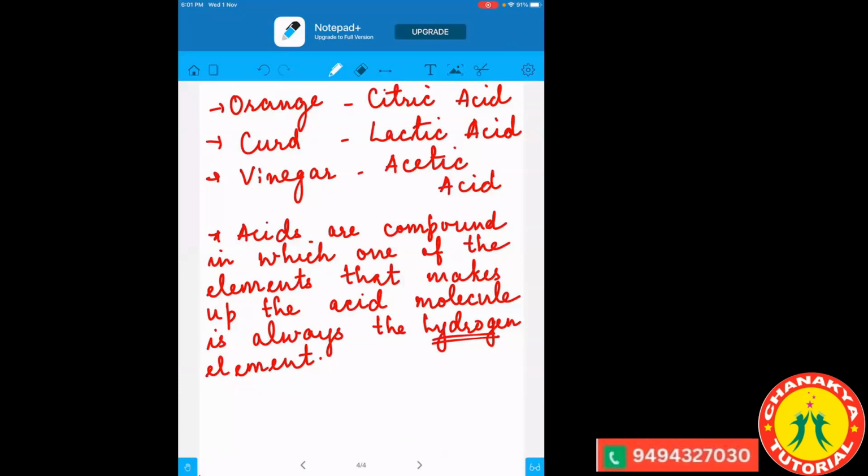So HCl. Now here in this statement they have said any and every acid will have one element in it which will be the hydrogen element. So always the acid will have the hydrogen in it. The example is hydrochloric acid. Now this hydrochloric acid has the formula HCl. Now what is this H? H is hydrogen. So this is the first example.